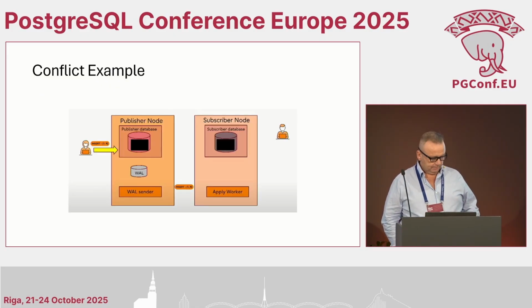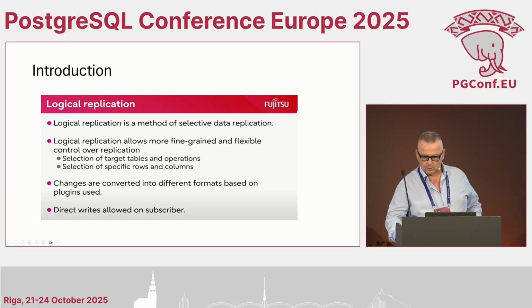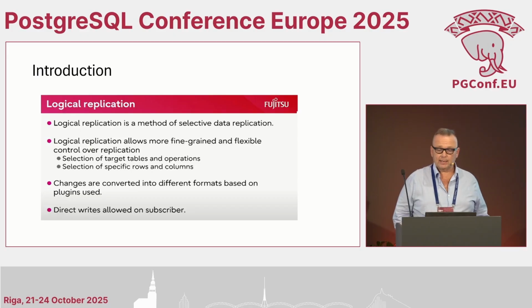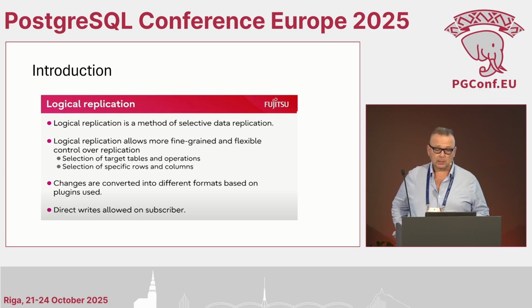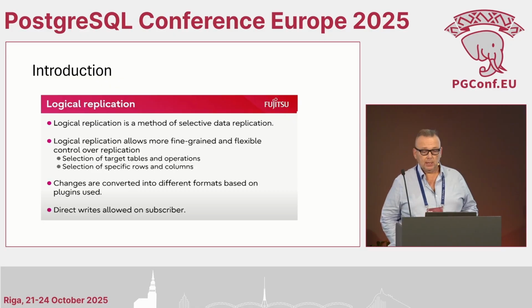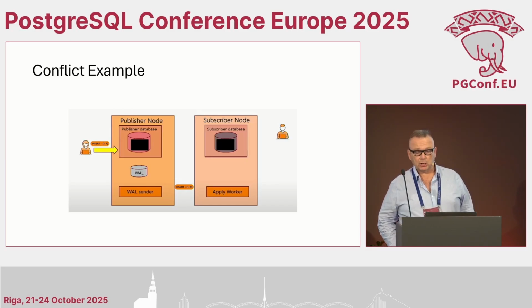Whilst this allows writes to the subscriber, it nicely leads us into our next slides, which is that by allowing direct writes to a subscriber, it can introduce problems. And of course, a conflict. So a quick conflict example.